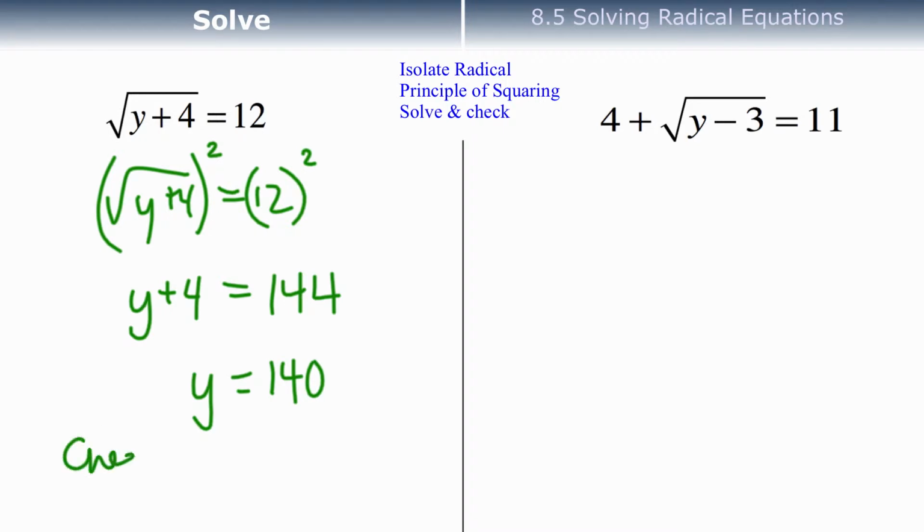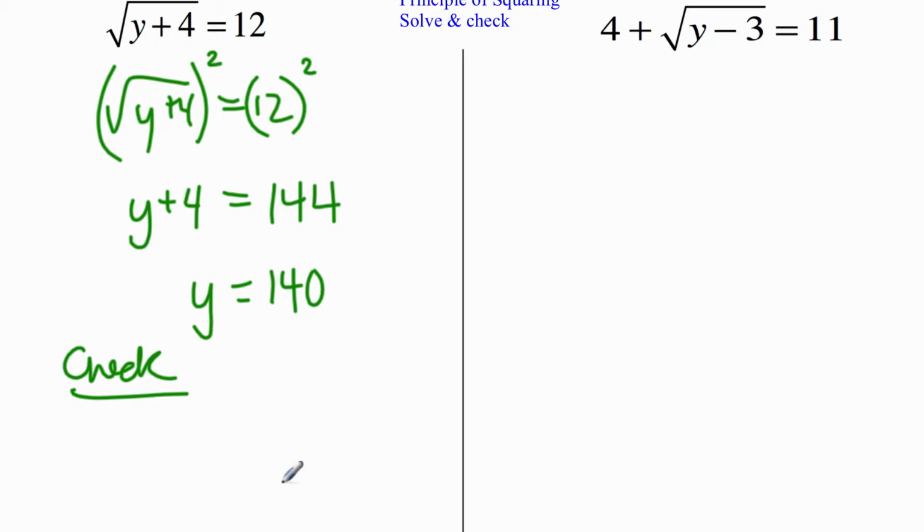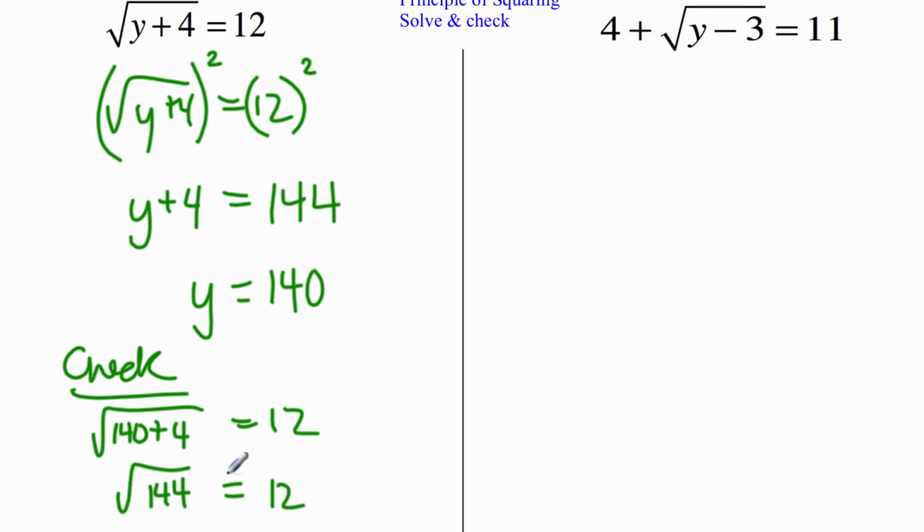Let's check. Just to make sure that we're good, square root of y plus 4. So the square root of 140 plus 4. Is that equal to 12? 140 plus 4 is 144. If you take the square root of 144 on your calculator, it gives you 12. That means that this answer is correct.